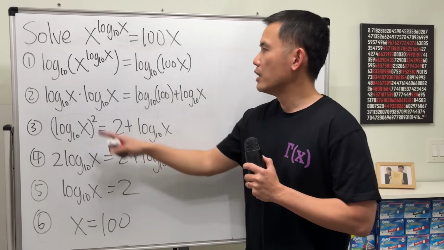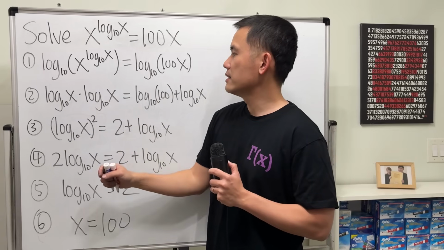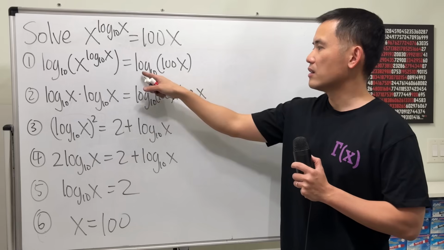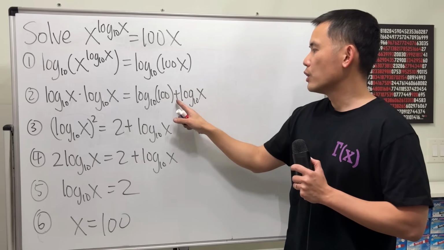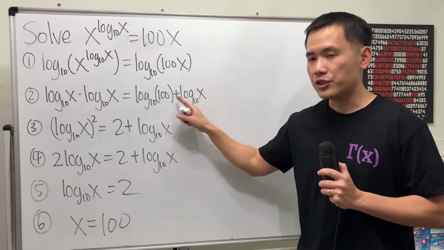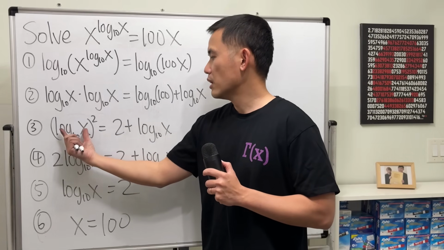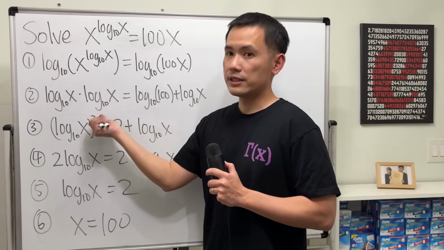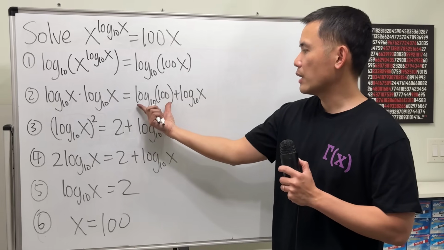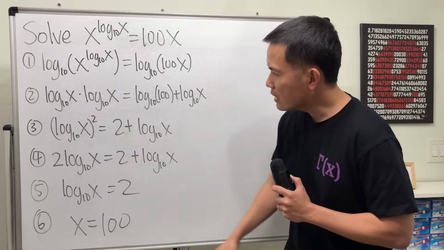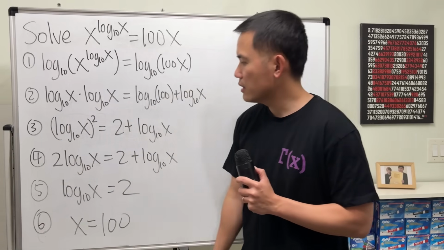Step 2, we bring this to the front. In the meantime, because this is 100 times x in the log, we can separate them and it's just going to be an addition. Step 3, this times this is just log base 10 of x to the second power. And in the meantime, we see that this is just equal to 2. And then we see that we bring the 2 to the front.